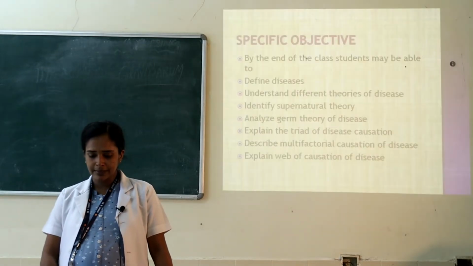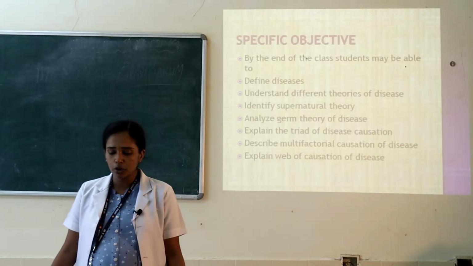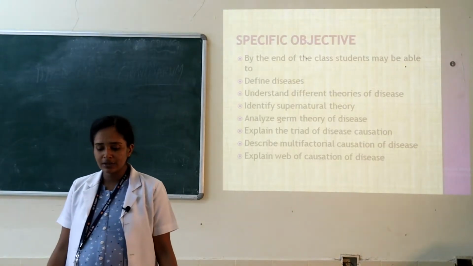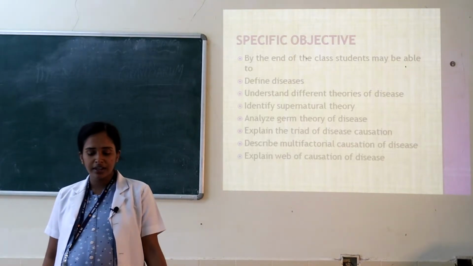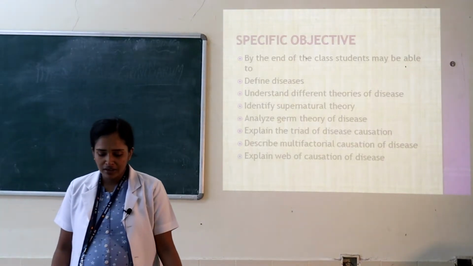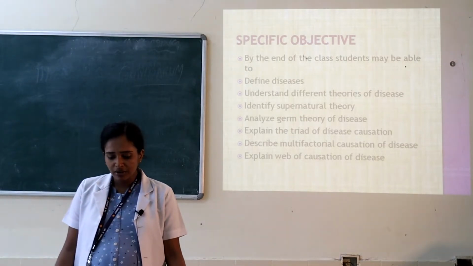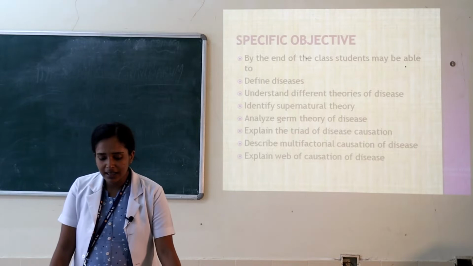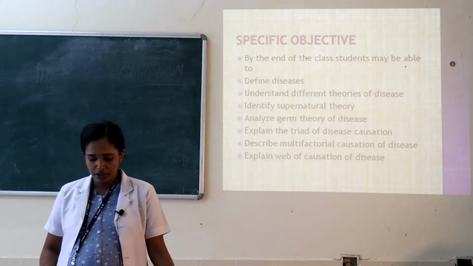So let us discuss. The specific objectives of this topic are, by the end of the class, students should be able to define disease, understand different theories of disease, identify the supernatural theory, analyze the germ theory of disease, explain the triad of disease causation, describe multifactorial causation of disease, and explain the web of causation of disease.